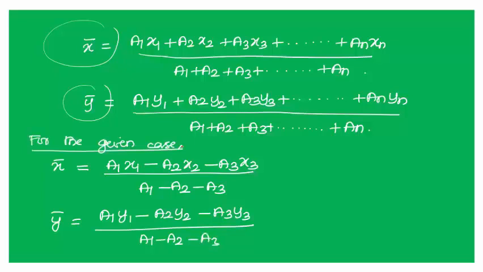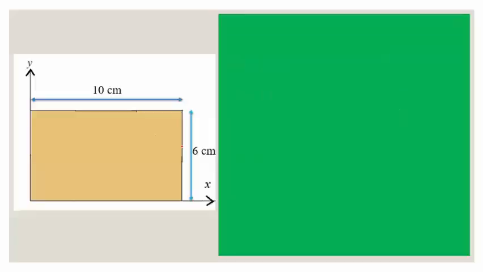So let us calculate the area and the centroid of the subsections one by one. This is the first section we have considered. This is the rectangular section. So we can calculate this area using the formula length into breadth. So 10 into 6, that is 60 centimeters square.